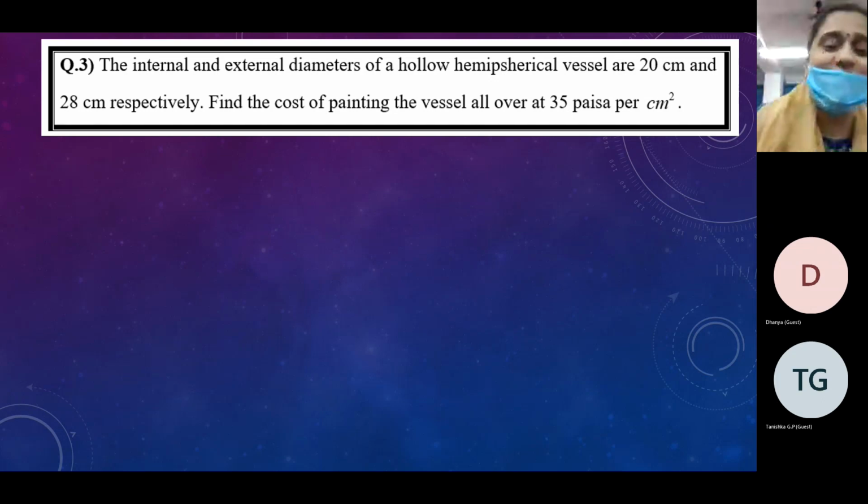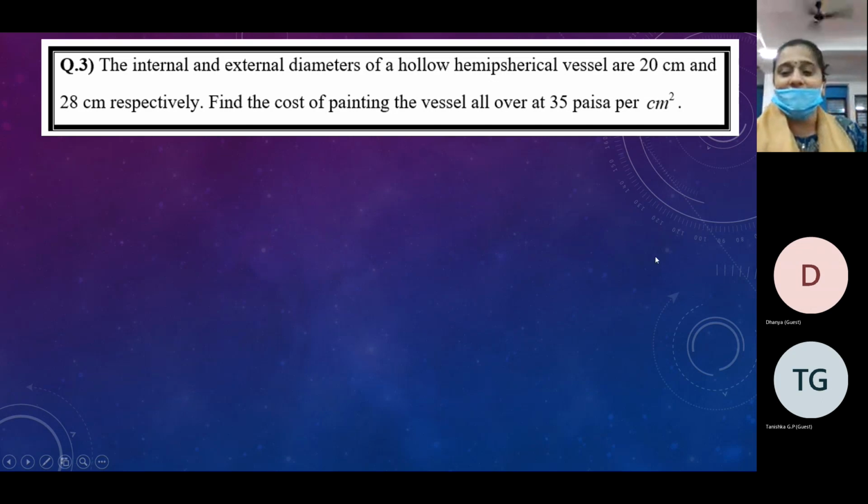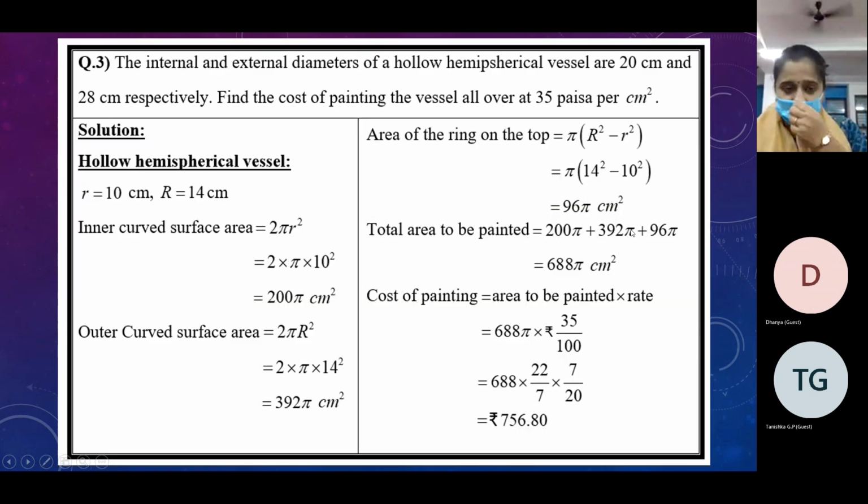Very good. 2 pi r square. All right. Very good. Arjun, good. Raja, please memorize the formula. Correct. So see here, children.